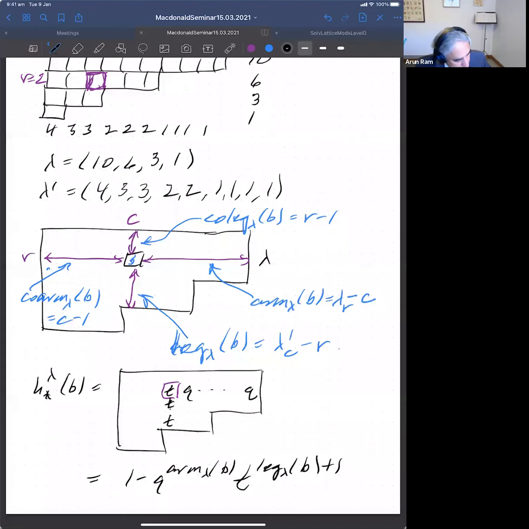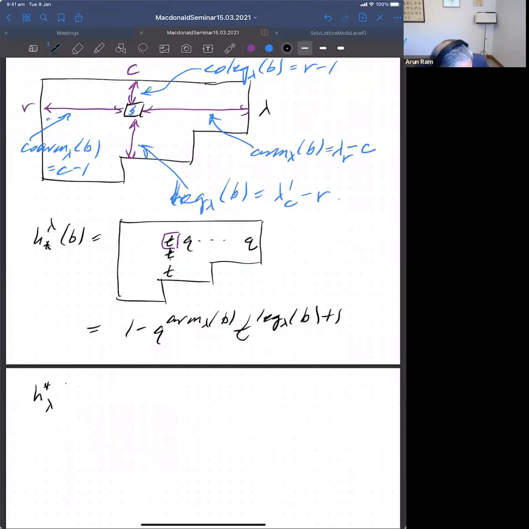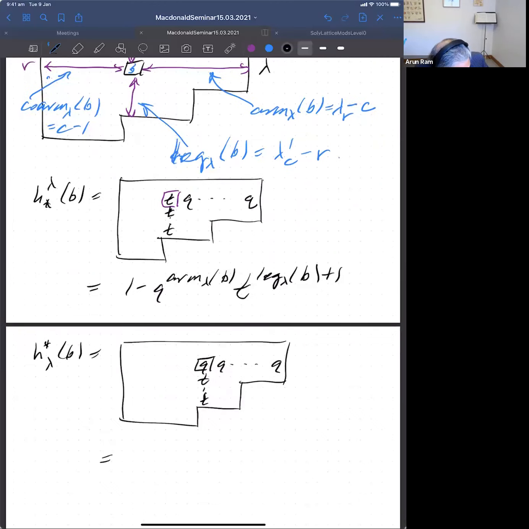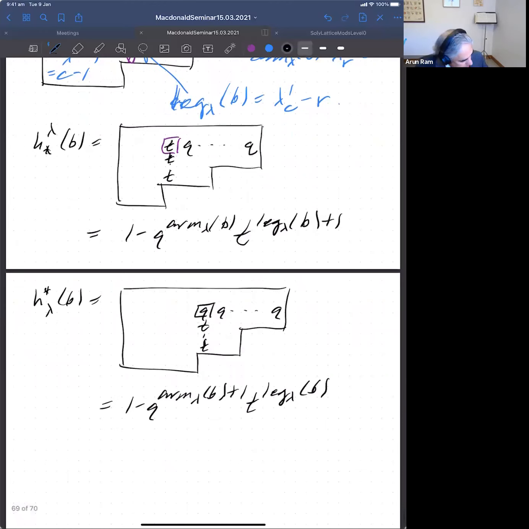All right, and upper hook is very similar. So we take the partition, and in the box, that's the box there, we put Q's across for the upper hook and T's below, and so the upper hook is 1 minus Q to the arm lambda B plus 1 and T to the leg lambda B. So I hope it makes sense what these are.